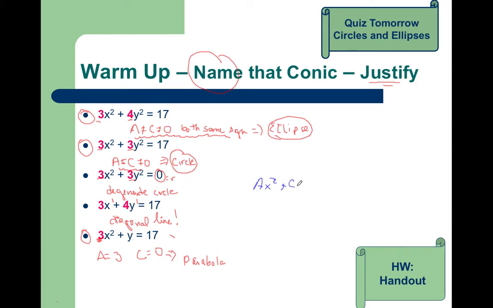Plus cy squared plus dx plus ey plus f is equal to 0. It is the squared terms and their coefficients that name that conic.